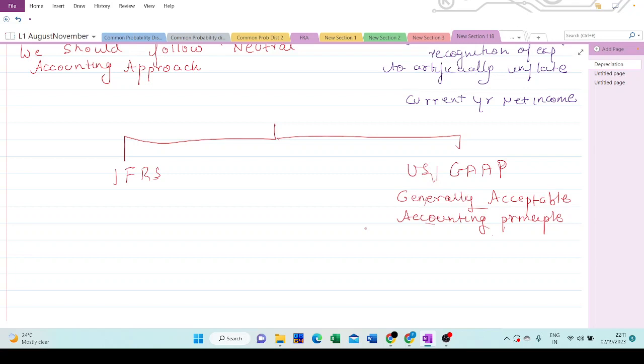So a company in US must follow GAAP while putting together its financial statements, right? And GAAP basically specifies standards for financial reporting, and it's followed in US. That is why they name it US GAAP. What is IFRS? IFRS stands for International Financial Reporting Standards.